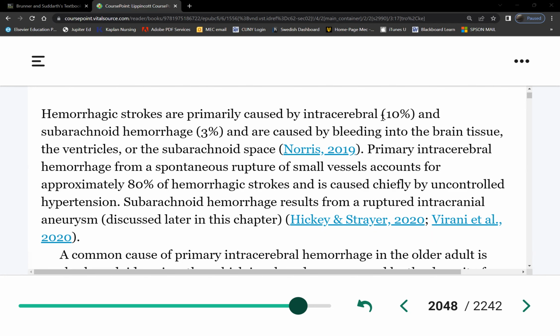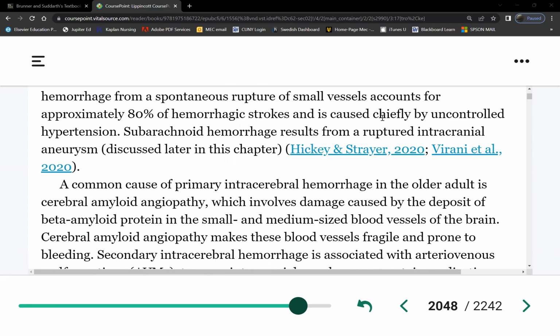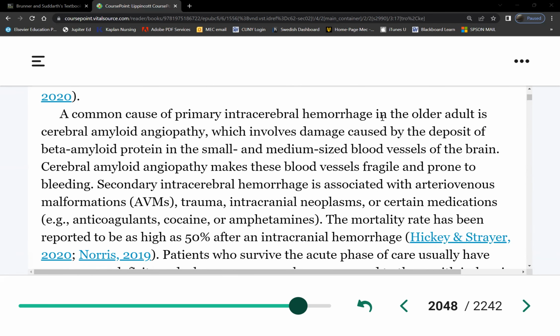But the 3 most common causes are, number 1, it's caused by uncontrolled hypertension. Number 1 example, again, a rare example is, again, if someone does too much cocaine, for instance.